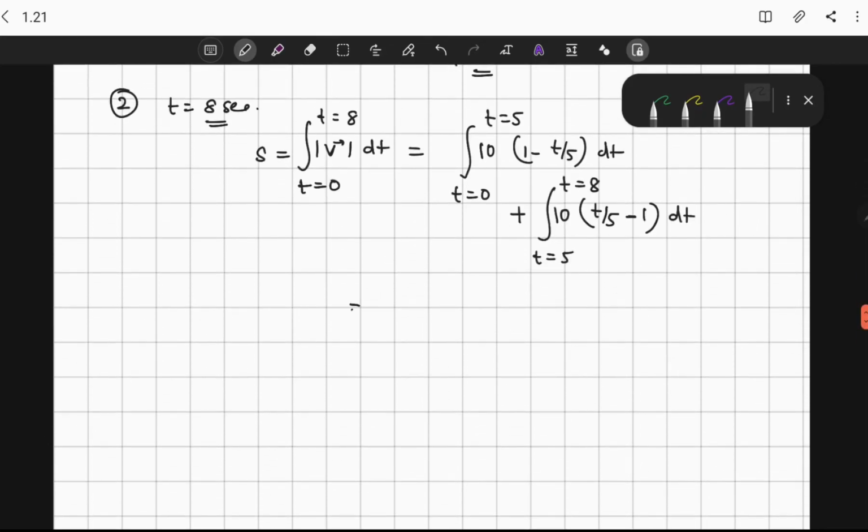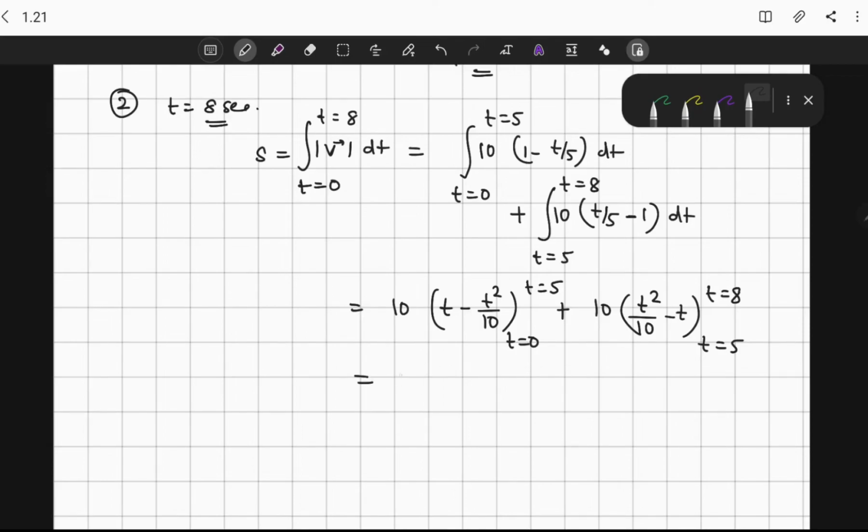So if we solve this particular expression, we will get 10 times (t minus t square by 10) from t equal to 0 to t equal to 5, plus 10 times (t square by 10 minus t) from t equal to 5 to t equal to 8. And if you solve this, we will get 34 centimeter as the distance in the time duration of 8 seconds.